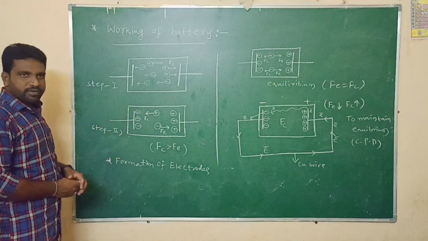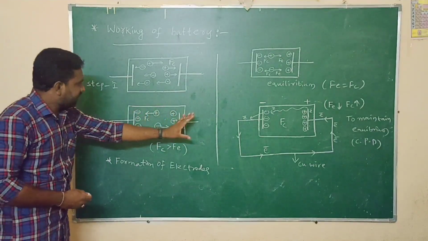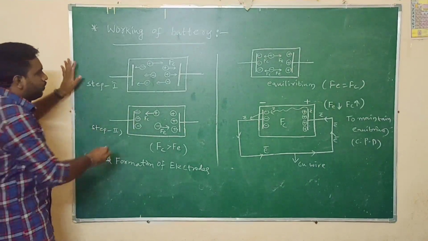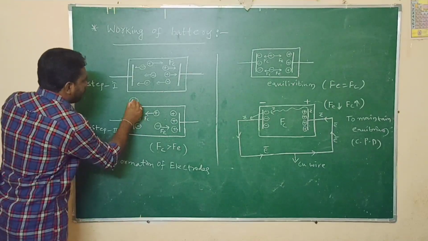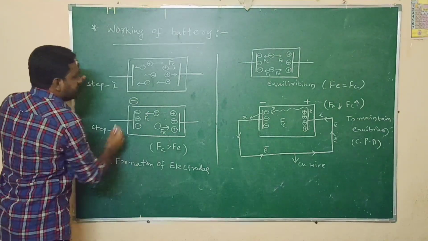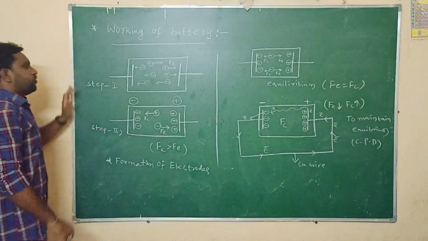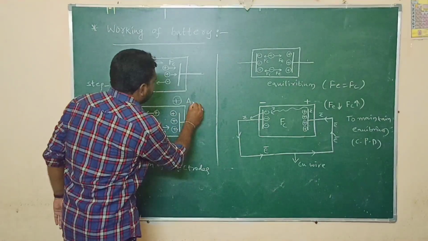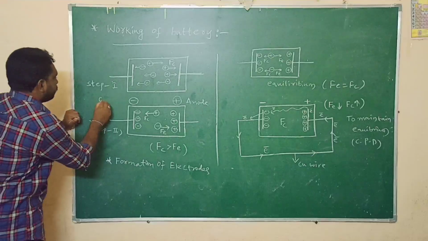After the accumulation of negative as well as positive ions at their respective metal plates, overall this side acts as the negative electrode, and this side acts as the positive electrode. We know that the positive electrode is known as the anode and the negative electrode is known as the cathode.